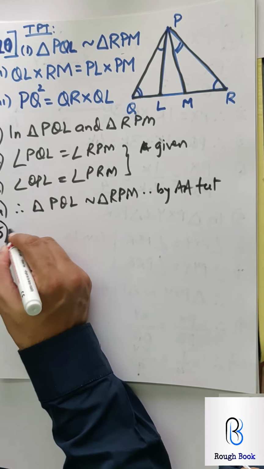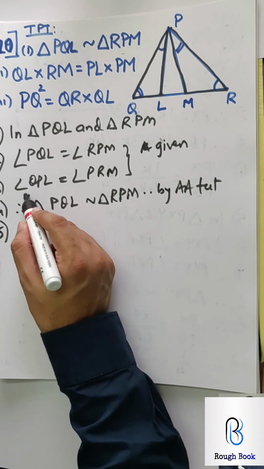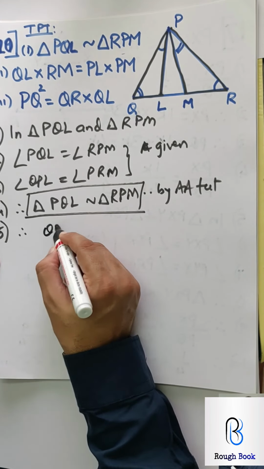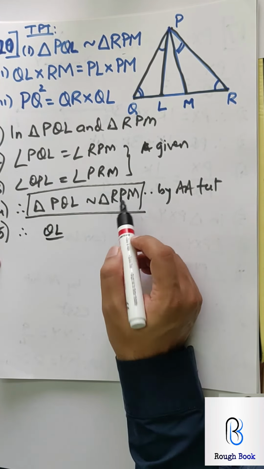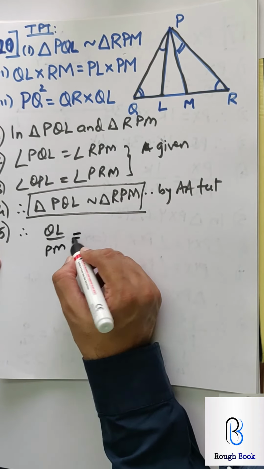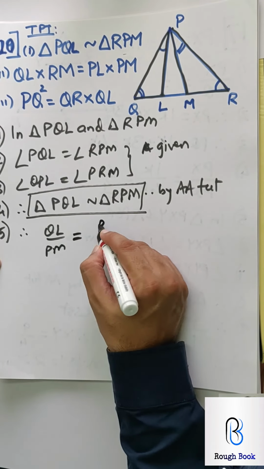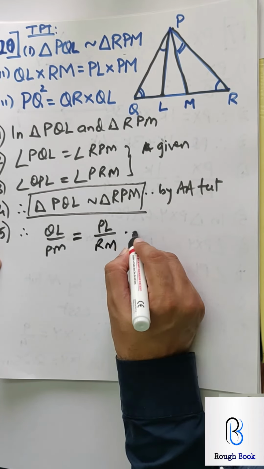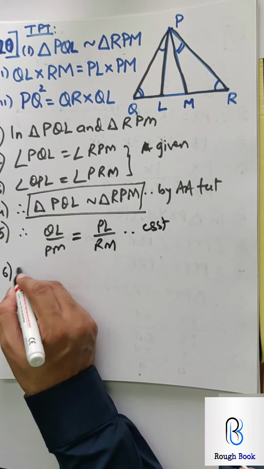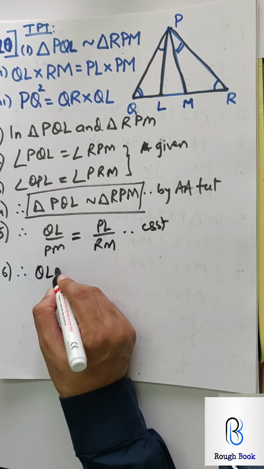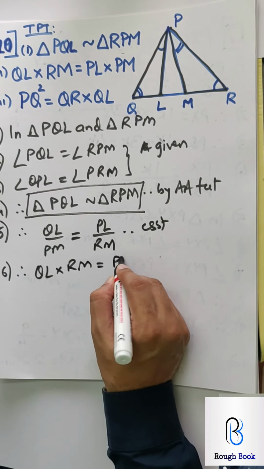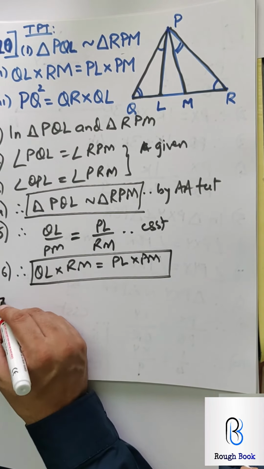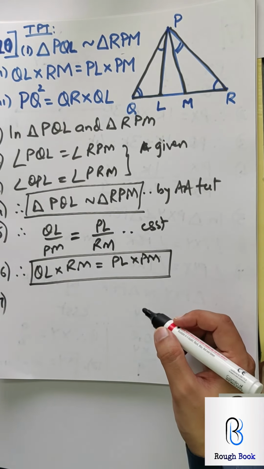Now that your triangles are similar, this is the first part that we wanted, and now to get the second part, QL is second and third. QL upon PM is equal to PL, so first and last, upon first and last RM, CSST. So cross multiply: QL into RM equals PL into PM. So we are sorted with the second part as well. Now for the last part.